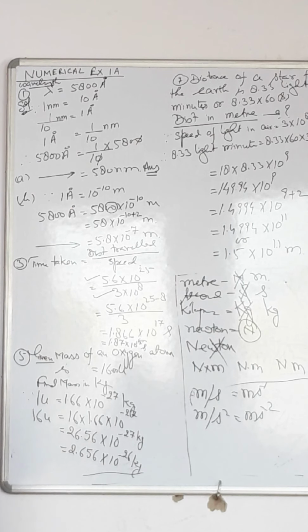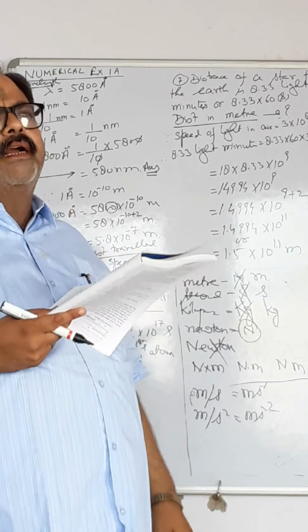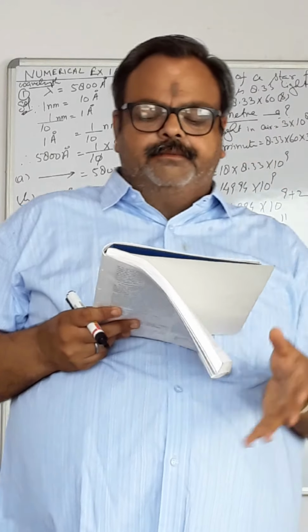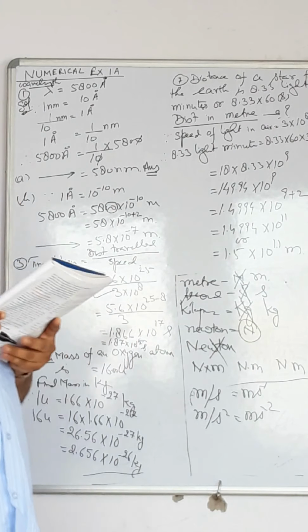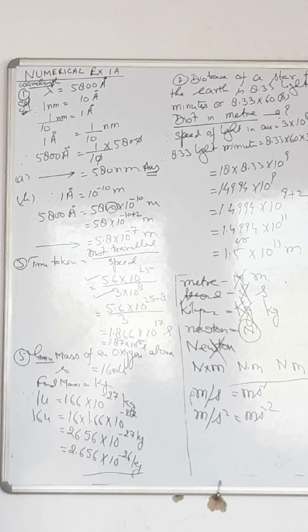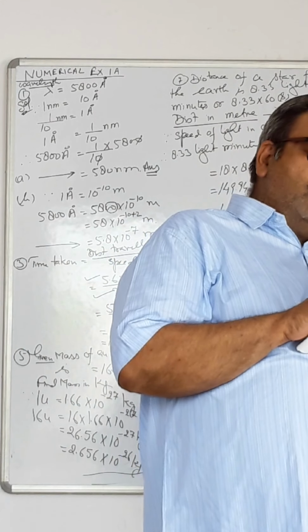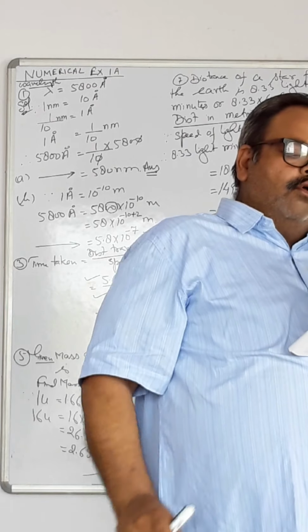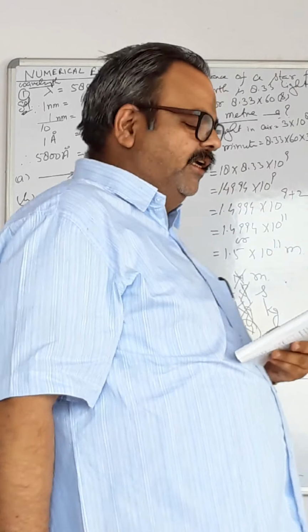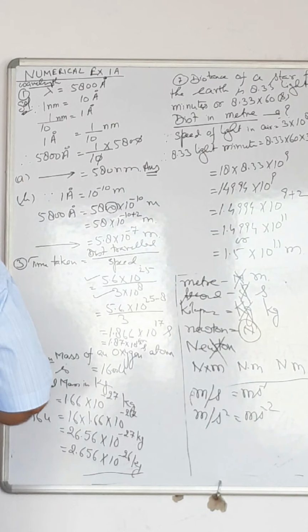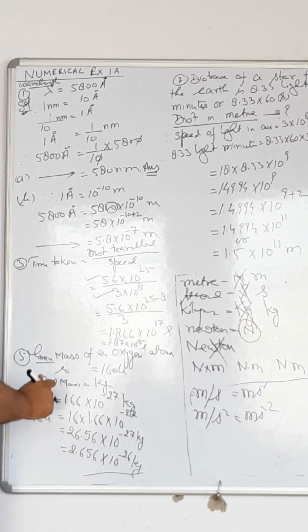And down in the third one, time is equal to distance over speed. Now question number 4 is homework for you. Question number 5: the mass of an oxygen atom is 16 u. Find its mass in kg. Mass they have given for the oxygen atom is 16. Find the mass in kg.